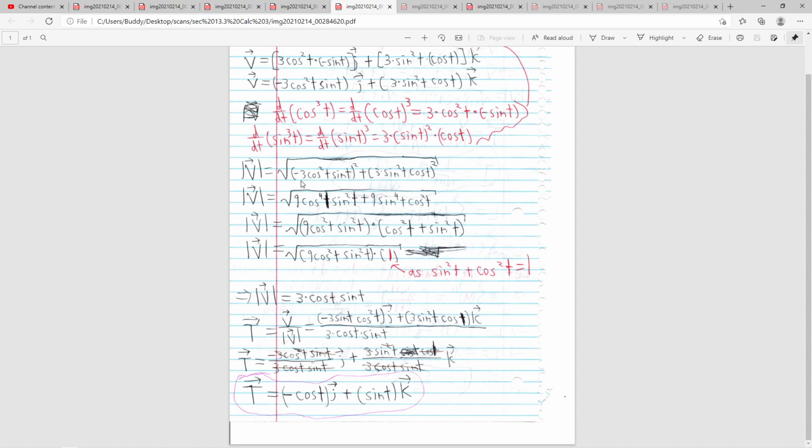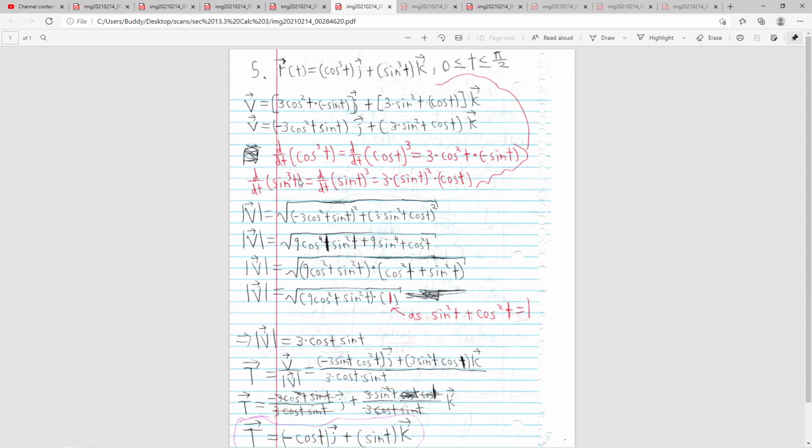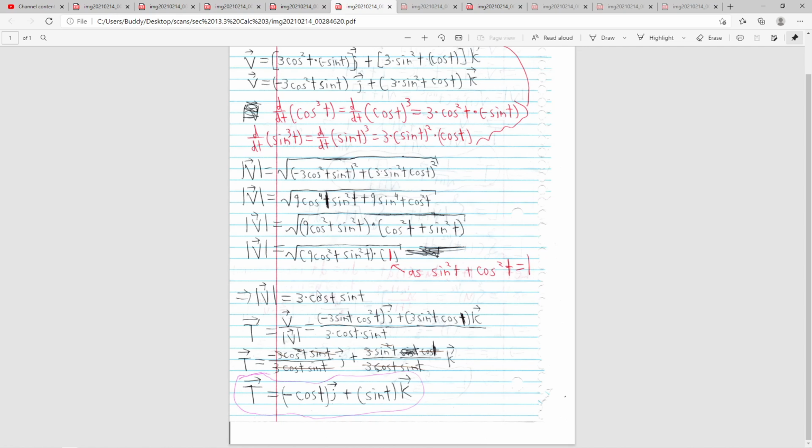Now the magnitude of this vector, since we need that, is all of that squared, and you get 9 cosine to the fourth power t times sine squared t plus 9 sine to the fourth power t cosine squared t. In the end, you can divide out cosine squared t and sine squared t as well as 9. You can distribute it out and get that multiplied by cosine squared t plus sine squared t, and that's equal to 1 as sine squared plus cosine squared equals 1. And it becomes just the square root of 9 cosine squared t sine squared t.